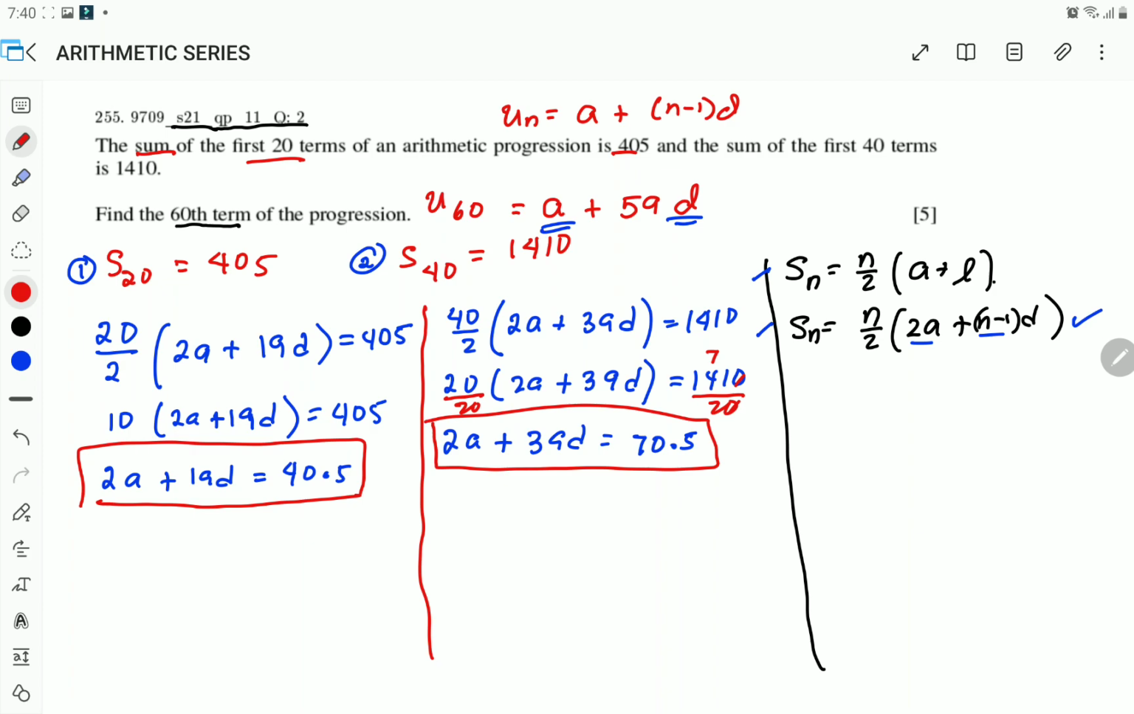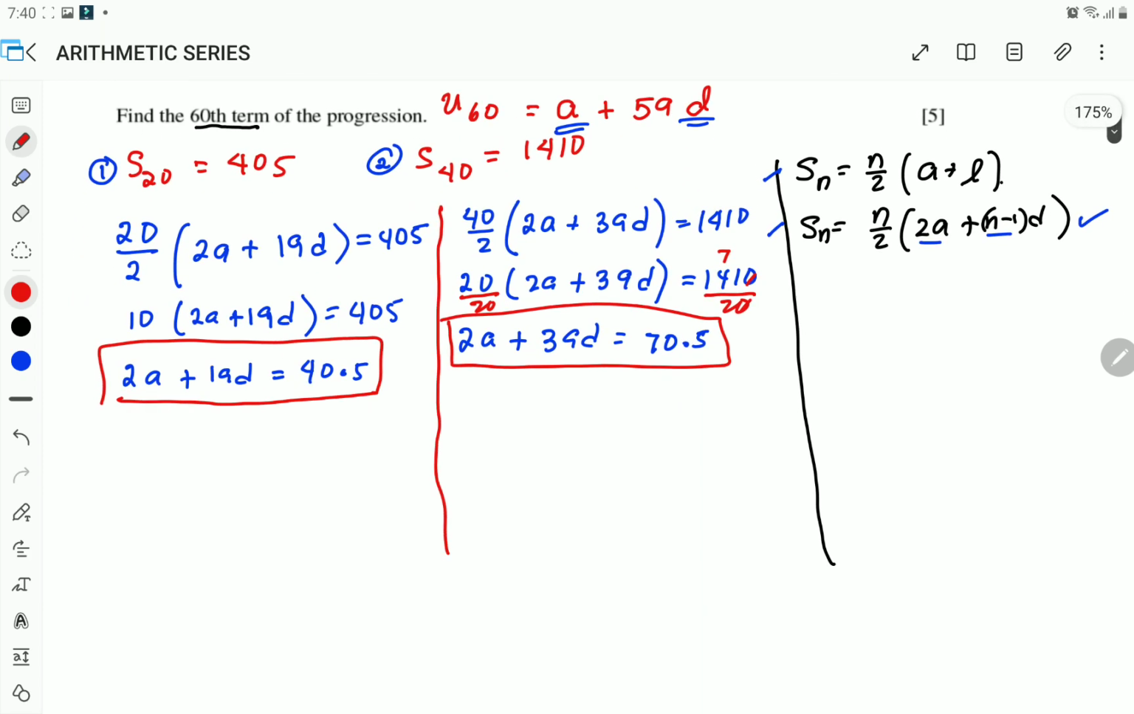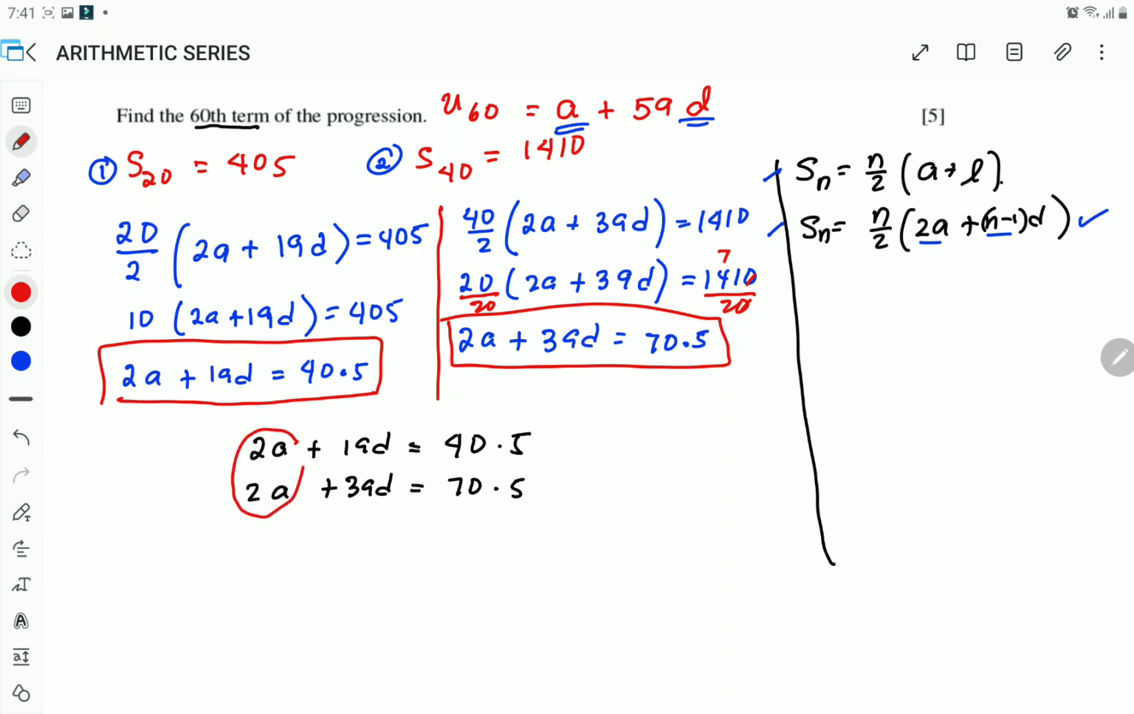So what we're going to do is to solve that simultaneous equation. Let's write it down. 2a plus 19d is equal to 40.5. 2a plus 39d equals 70.5. As you can see, these two are the same, so we can cancel it. We can subtract. Let's say equation 2 minus equation 1. This is my 1, that is my 2.